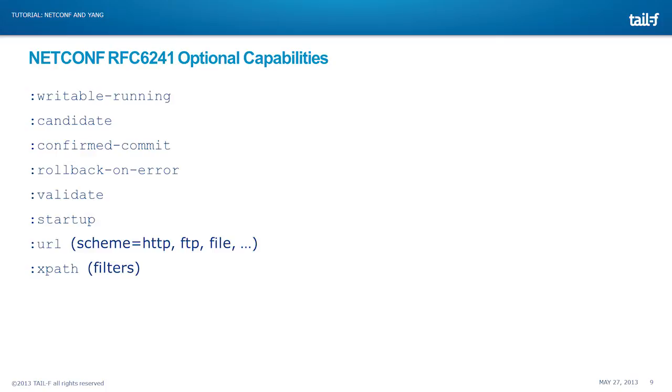URL is a capability to specify that there is some more data available in a file via FTP or other mechanisms, i.e. a URL. We'll find some more options. And then XPath allows us to filter data responses.